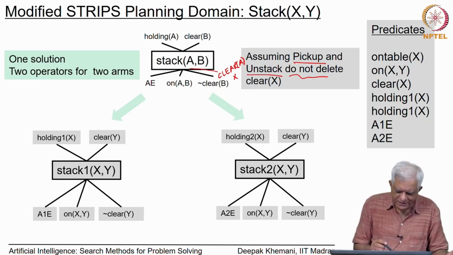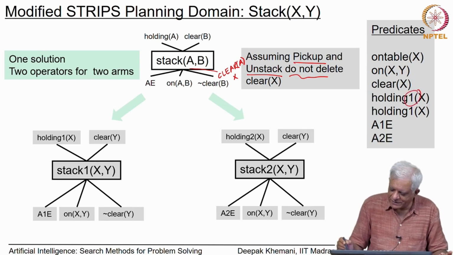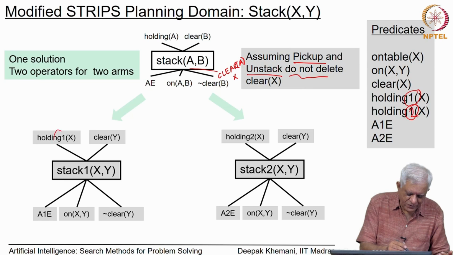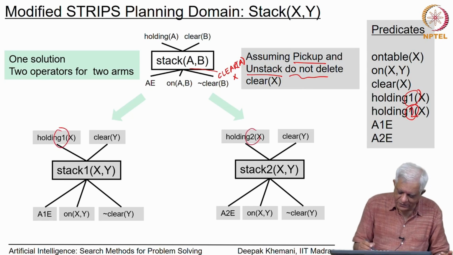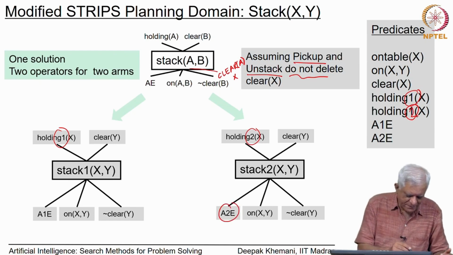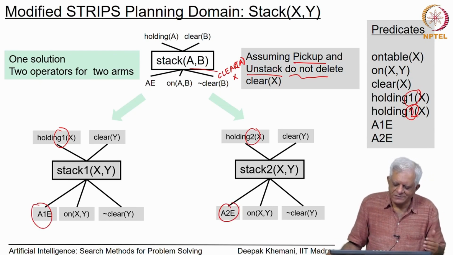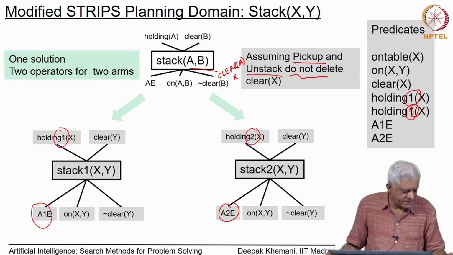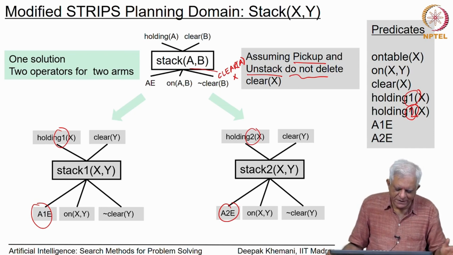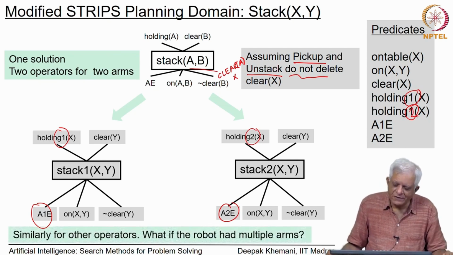One is called stack 1 and the other is called stack 2, and we need to modify the predicates in the precondition. So, that we have now holding 1 and holding 2. Holding 1 is a precondition for one and holding 2 is a precondition for the other, and likewise the arm which becomes empty is clearly specified. So, we are just treating these as separate actions. They are just two different actions. In some sense we are separating the world of arm 1 and arm 2.